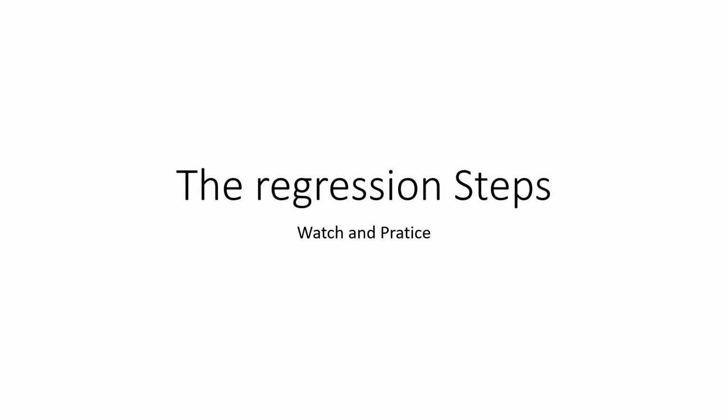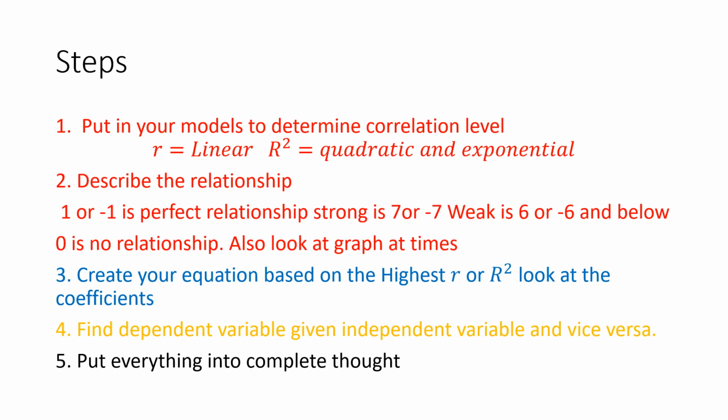But this time, I have to use these steps and apply them to situations. These are the steps. Applying your regression models to determine your correlation, describe your relationship, create your equation based on your highest level. Now, 4. In this part, that's what I'm most worried about. I'm trying to find the dependent variable given my independent variable and vice versa. Remember, dependent variable is y, independent is x. And then you must put everything in complete thought.